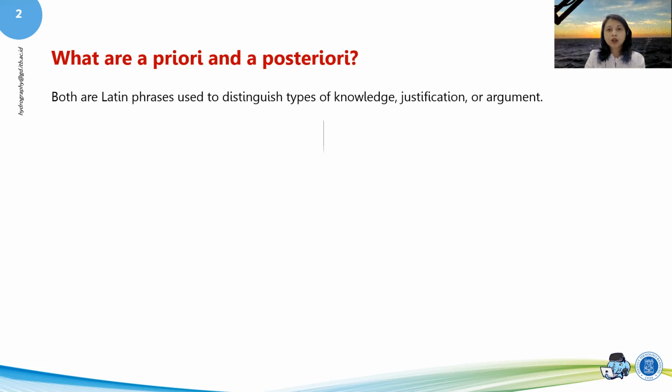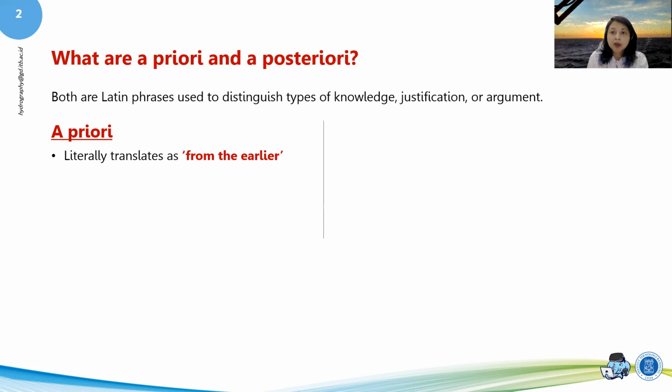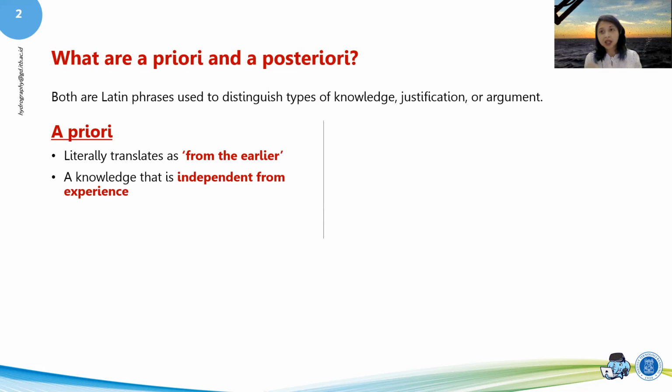So when we're talking about a priori, we're talking about something that comes from the earlier, so it comes before something else. It literally translates as from the earlier. And the knowledge is independent from experience, so it's more theoretical than experimental. An example is mathematics, because you know that 1 plus 1 equals 2, but you don't have to have an experience, because there's no physical experience of 1 plus 1 equals 2.